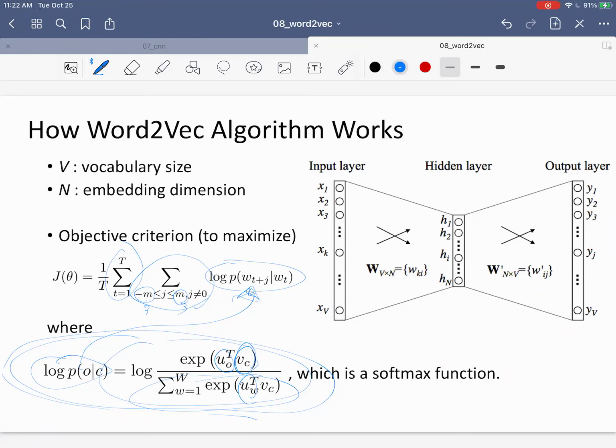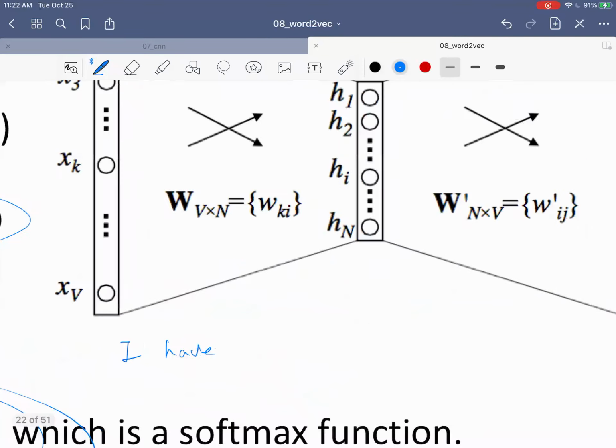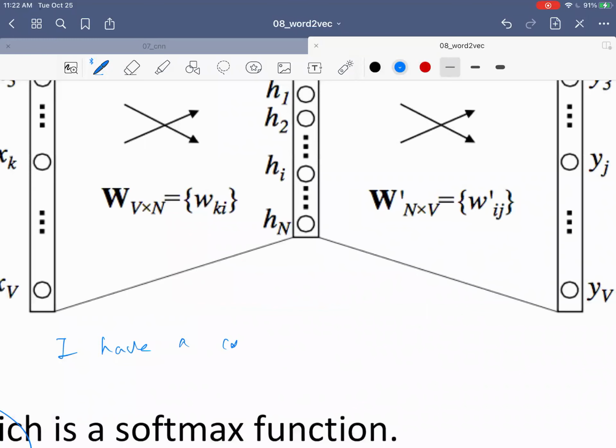So you start, for example, let me see. I have a cat, and actually I'm running out of space. So let me see. I have a cat, and you have a dog. So let's assume that this is our given sentence, and let's assume that your context window size is 2.